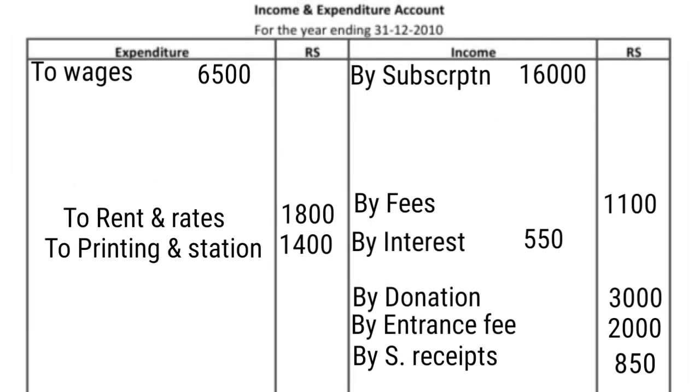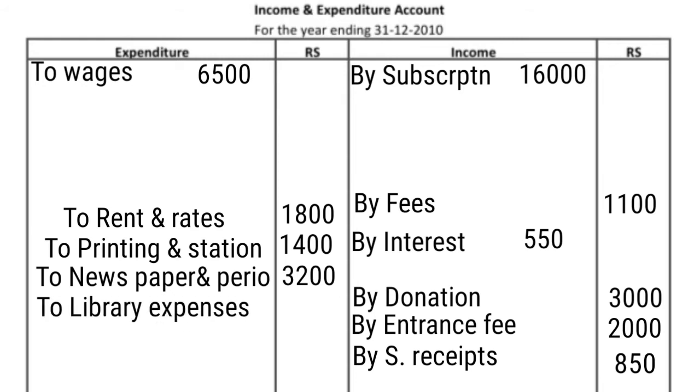Next, newspapers and periodicals, rupees 3,200. This is an expense, so it will be entered in the income and expenditure account: newspaper and periodicals, rupees 3,200. Next, library expenses. This is also an expense. This will be entered on the debit side of the income and expenditure account: library expense, amount 3,500. Then closing balance. This will already be recorded in the current year balance sheet.